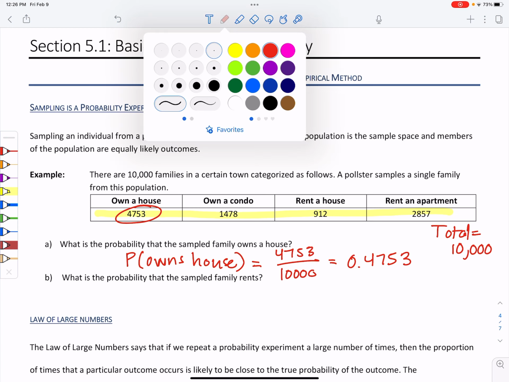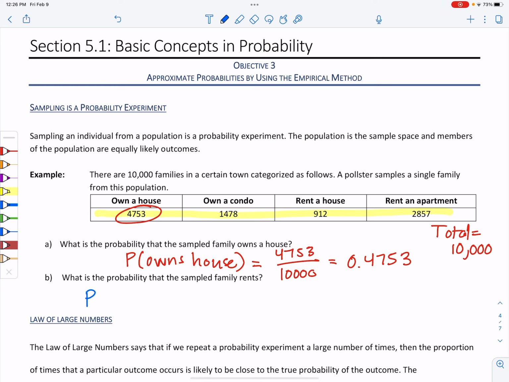All right, if I want to look at a different event, what is the probability that a family rents? Notice in this case it doesn't specify house or apartment. So we're going to have to put those two together to get the number of outcomes for the event. 912 rent a house, 2,857 rent an apartment. That gives me 3,769 families that rent. And once again, I'm just going to divide by that total.